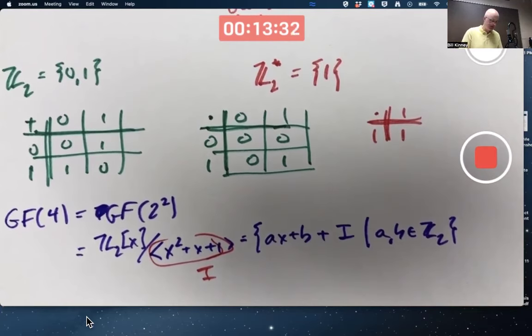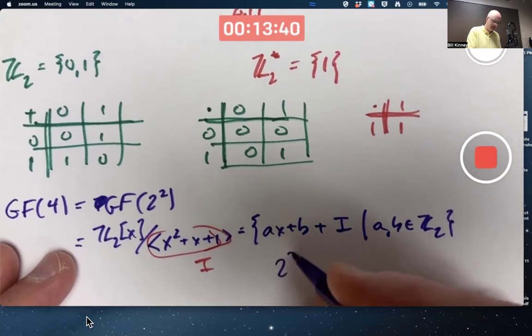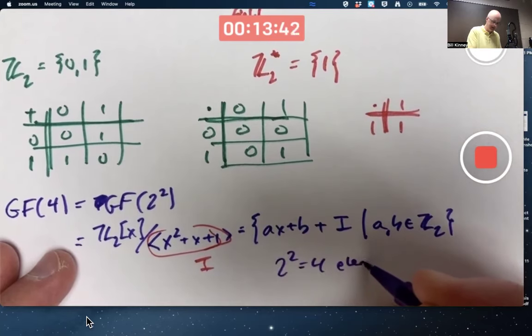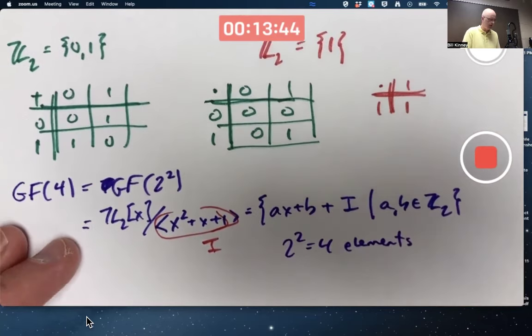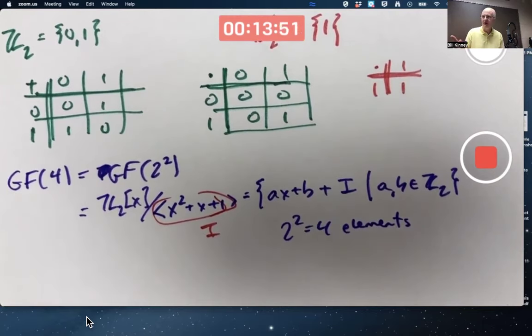And so you've got 2 choices for a, 2 choices for b, altogether giving you 2 squared, or 4 elements. And it is a field. This has got to be one way to represent GF4. It's not the only way. In fact, I'm going to show you another way.